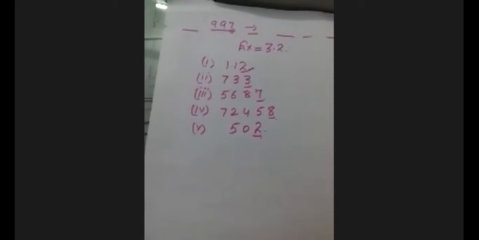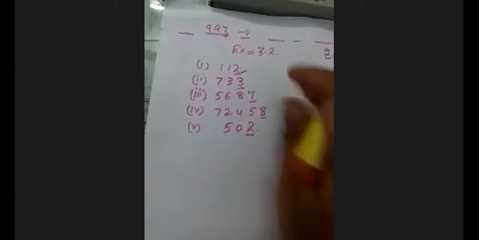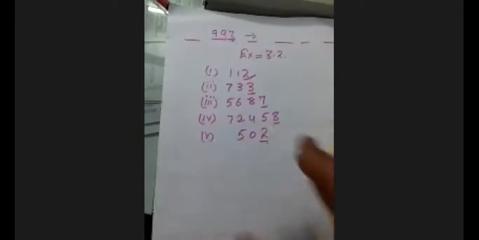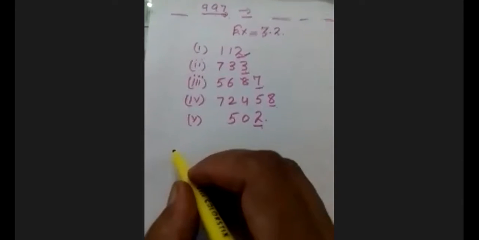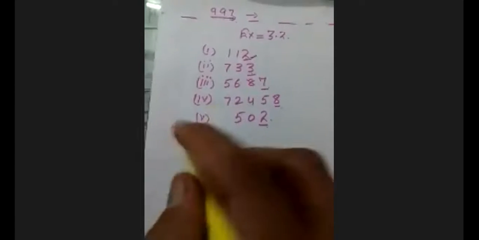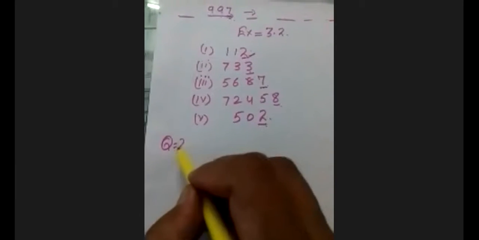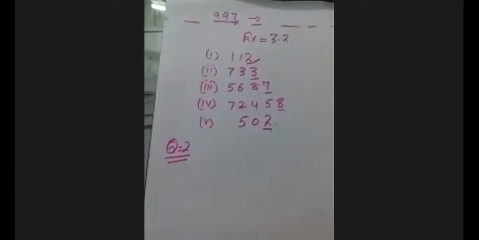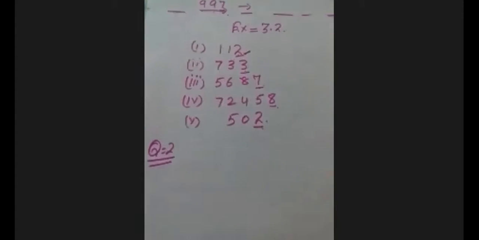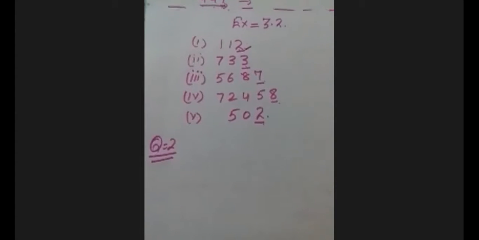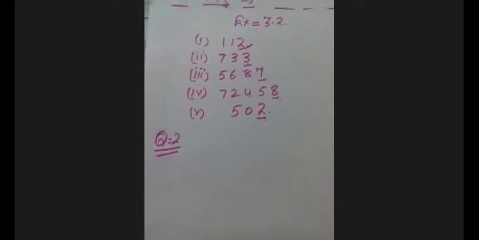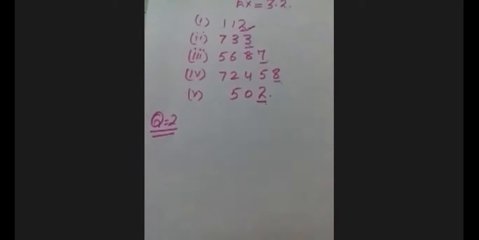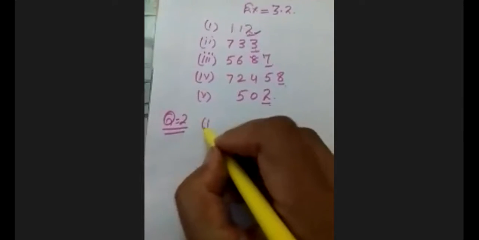So these are 5 numbers. Here, students, you can write numbers of your choice. Clear, students? Next is the second question. What will be the unit digit of the square of the following numbers? Your second question, first part.